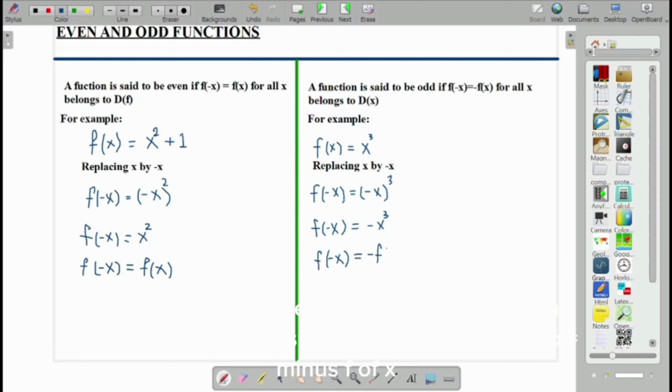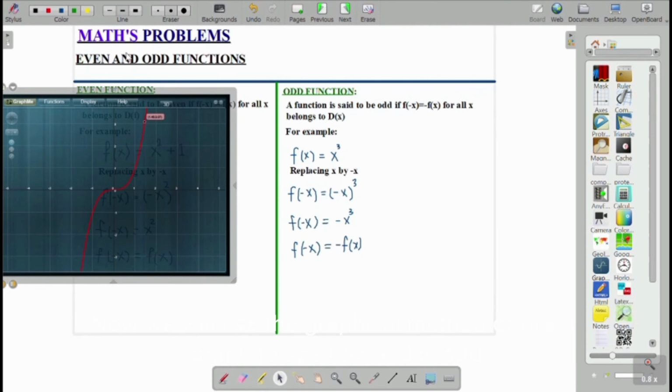As we have checked, x cubed is an odd function because it satisfies the condition f of minus x equals minus f of x. Now we will use the graphical method, or use a graph, to see how x cubed is odd. A function that is odd is basically symmetric about the origin. For example, if this is our origin, then the graph on one side of the origin is exactly the same as the graph on the other side of the origin.